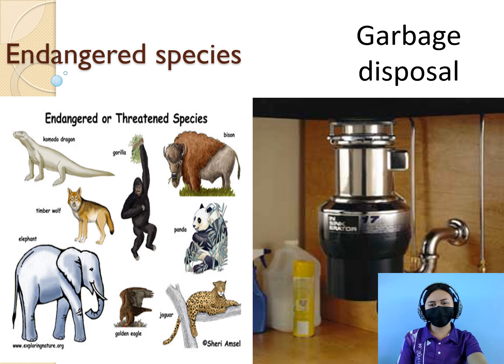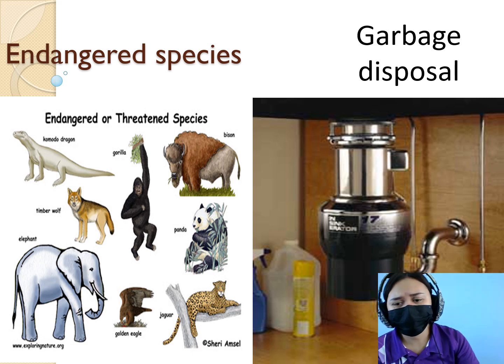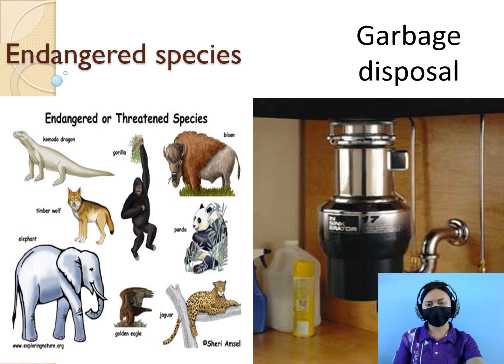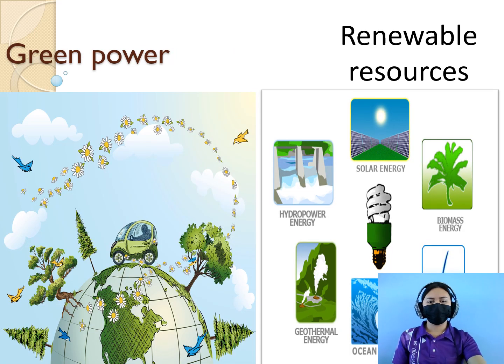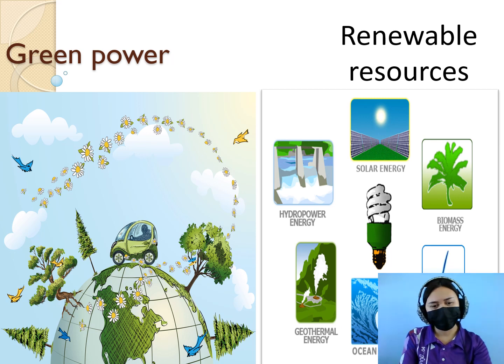Garbage disposal. So for us, as humans, in order to protect our environment, we need to be responsible also for our garbage. We need to dispose of our garbage properly, right? Green power. Wow, it's good for the eyes when we can see the color green. It looks fresh, right? Green power.